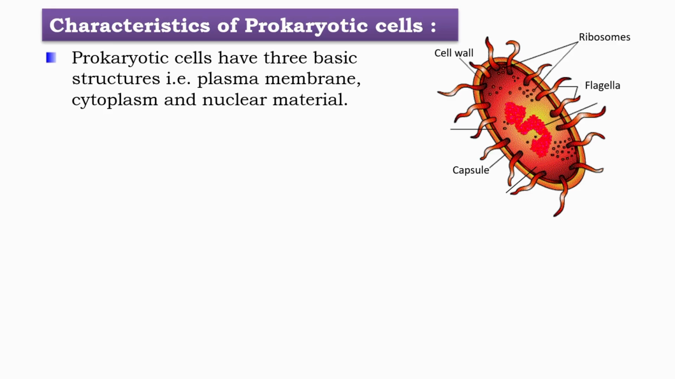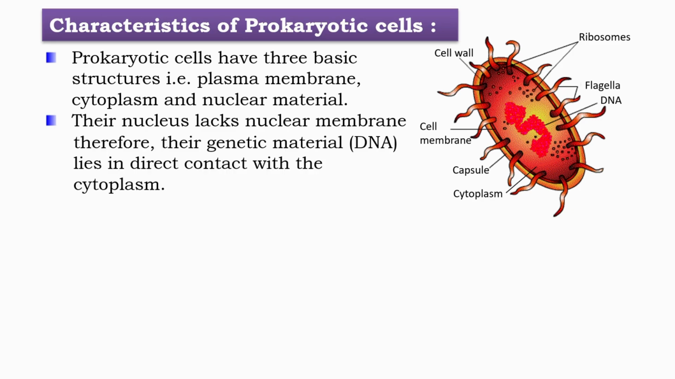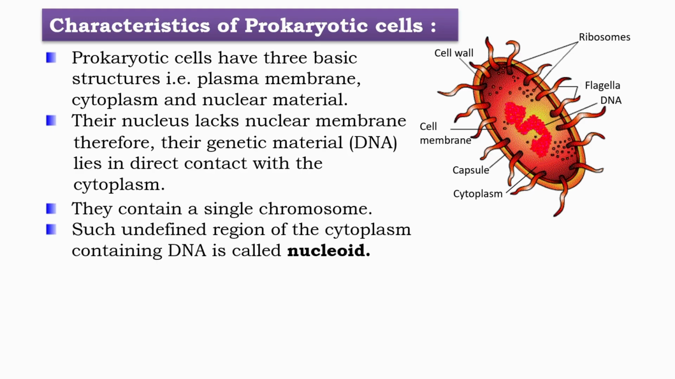Characteristic of prokaryotic cells. Prokaryotic cells have three basic structures, that is plasma membrane, cytoplasm and nuclear material, that is the DNA. Their nucleus lacks nuclear membrane, therefore their genetic material, that is a DNA, lies in direct contact with the cytoplasm. They contain a single chromosome. Such undefined region of the cytoplasm containing DNA is called nucleoid.